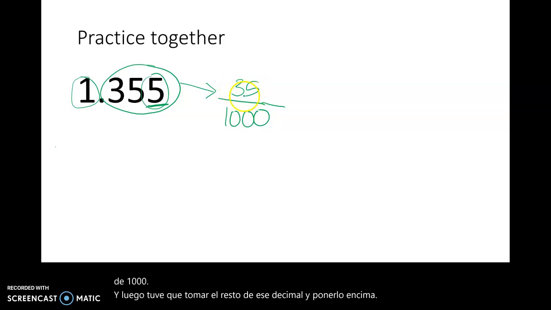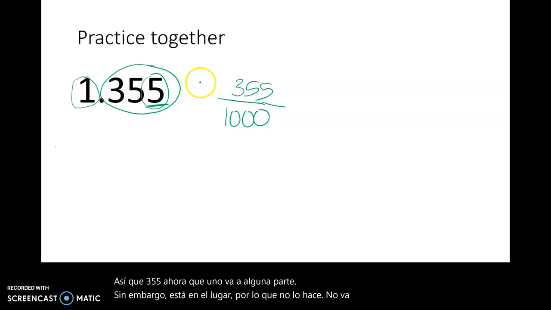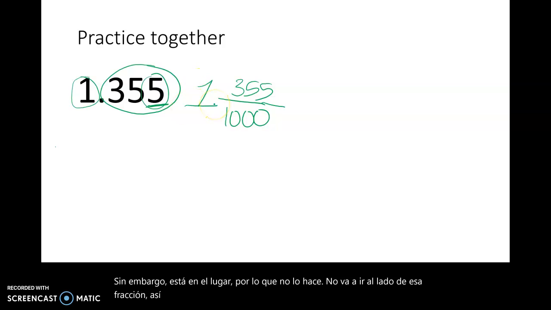So 355. Now that 1 goes somewhere. It's in the ones place though, so it's not going to go next to that fraction. So it's going to be a 1 right next to it. So it looks like a mixed fraction. It's going to be 1 and 355 thousandths. And now we're going to divide these two numbers again.